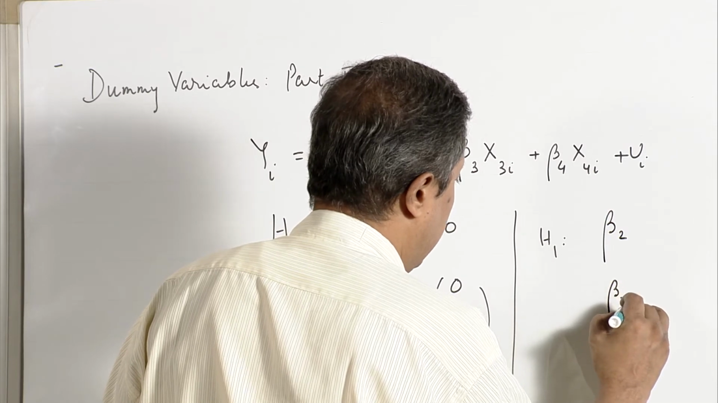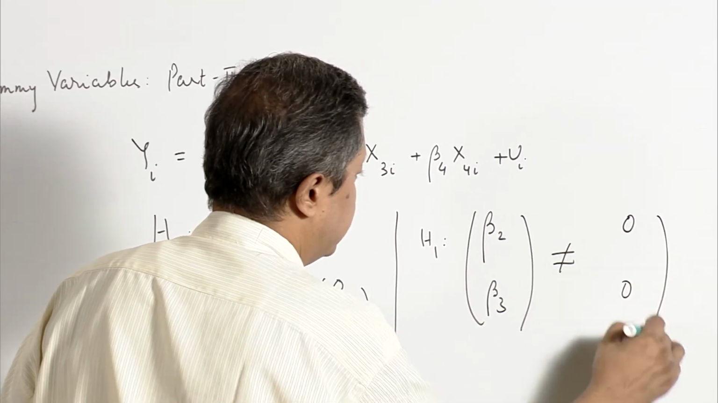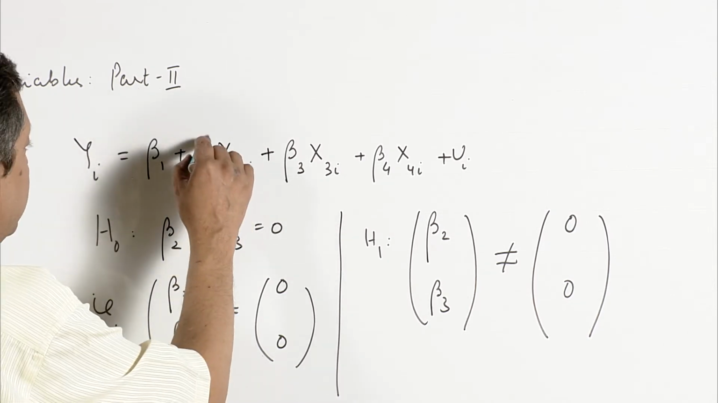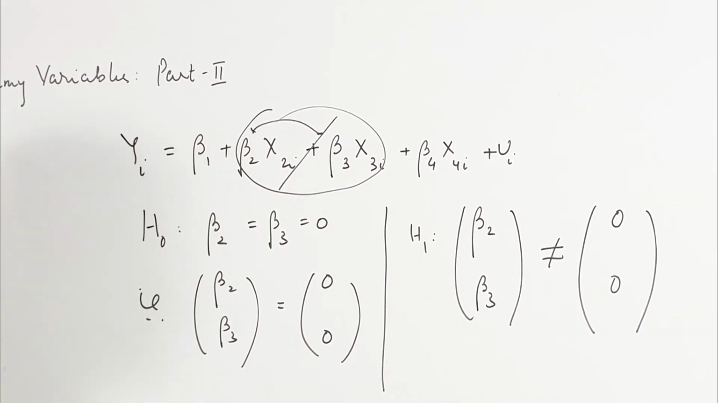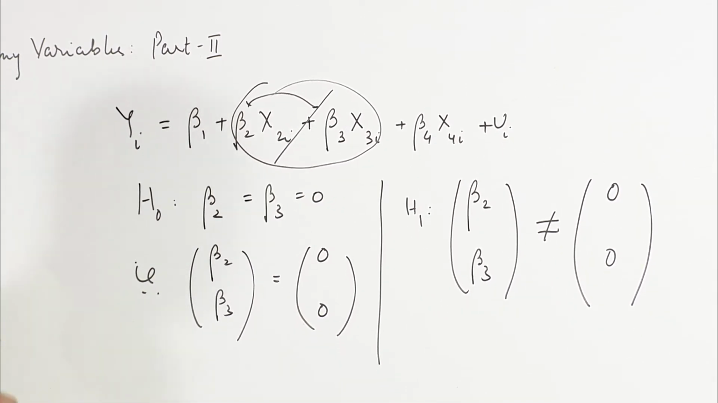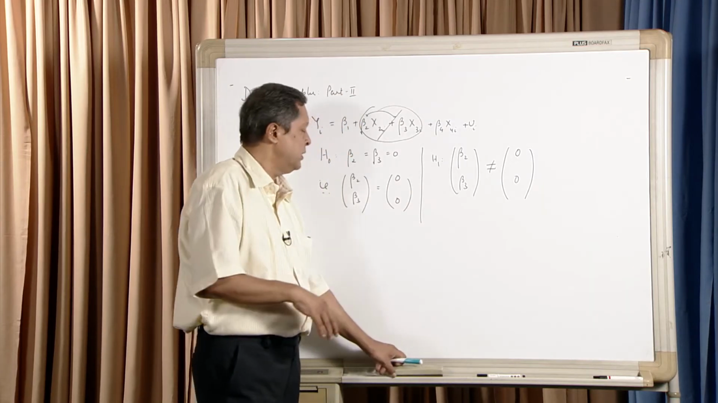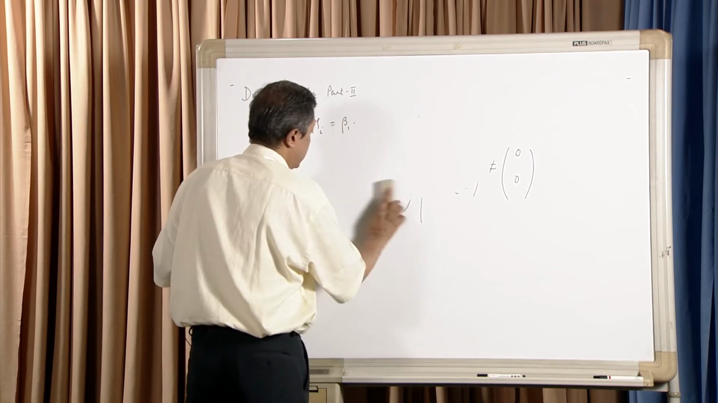So, beta 2, beta 3, that vector is not a null vector, and you can test this by running two regressions. One is the restricted model, the other is the unrestricted model. So, this is the unrestricted model, and if we put beta 2 and beta 3 both equal to 0, that means, if we eliminate this and run a regression, that becomes a restricted model, and we use the familiar F statistic to test.